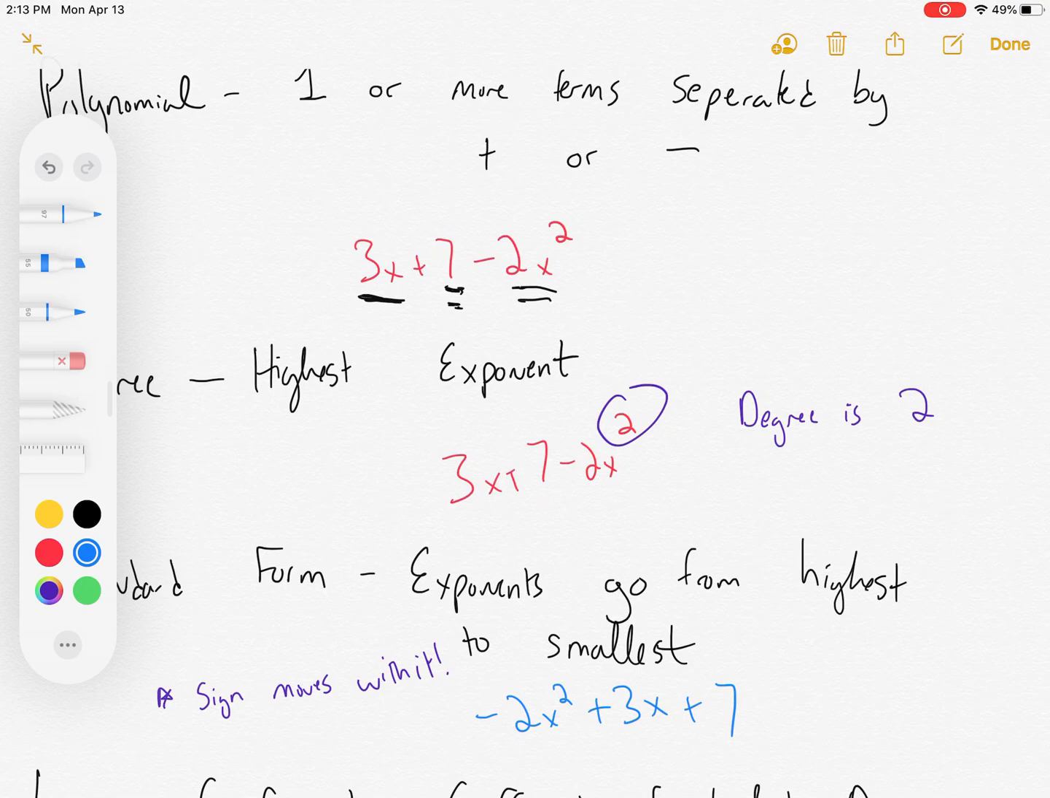My highest exponent's a 2. My next highest exponent is a 1, because this is 3x to the first. Again, if there's no exponent, it's implied that there's a 1. So this that I'm highlighting right now, that's 3x to the first. But if you're looking right where I highlighted in yellow, we don't write that. We just write it as 3x. It's the same concept as you don't write 1x, you just write x. This isn't really mathematically correct.